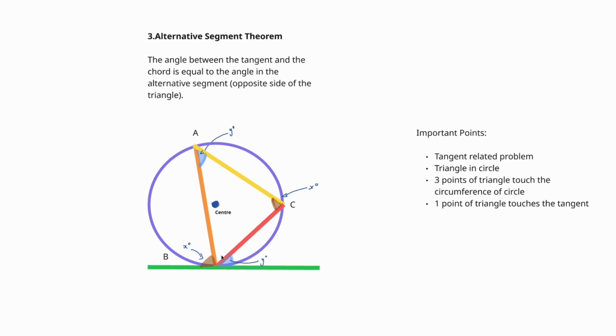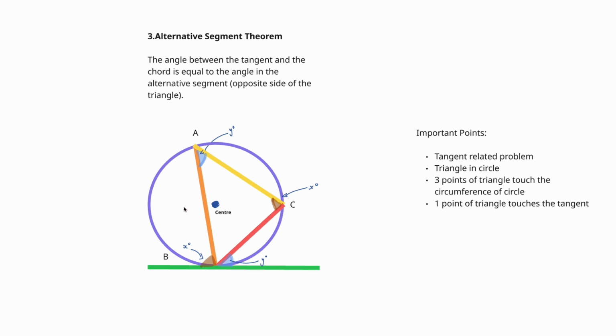The first way, and probably the most mathsy way, is using the actual wording for the alternative segment theorem. The alternative segment theorem says that the angle between the tangent, the green line, and the chord, the red line, is equal to the angle in the alternative segment.